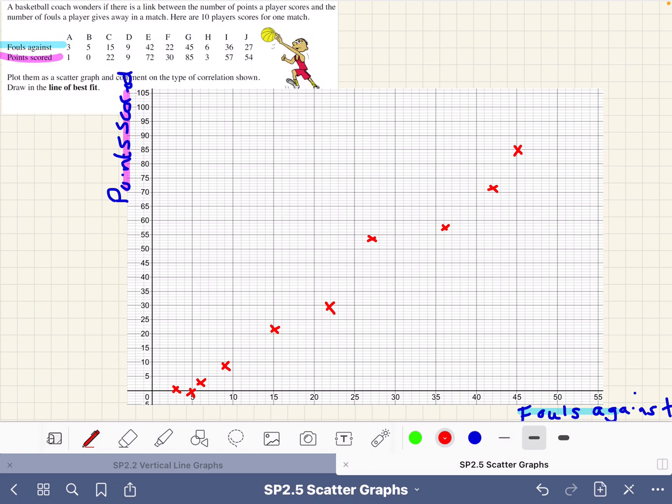We can see that there is a general trend that goes up the page. That suggests if we are looking for the type of correlation shown, we would be stating that there is a positive correlation.